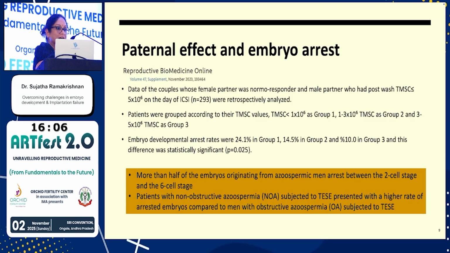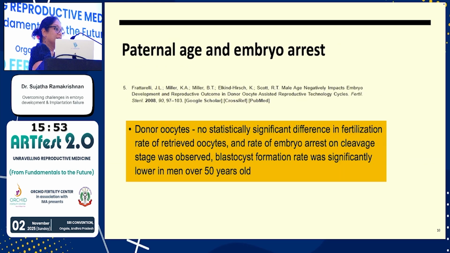And then when you do TESA, again, if the sperm is from testicular origin, then you still have a chance of embryos arresting before the blastocyst stage. Not just the sperm parameters, the paternal age also has an impact. This was a study which was published in 2008. They found that donor oocytes were used, so you can rule out the oocyte quality here. And they found that the embryo arrest at the cleavage stage was significantly lower in men less than 50 years old. So as male age increases, there are significantly more chances of embryos getting arrested.